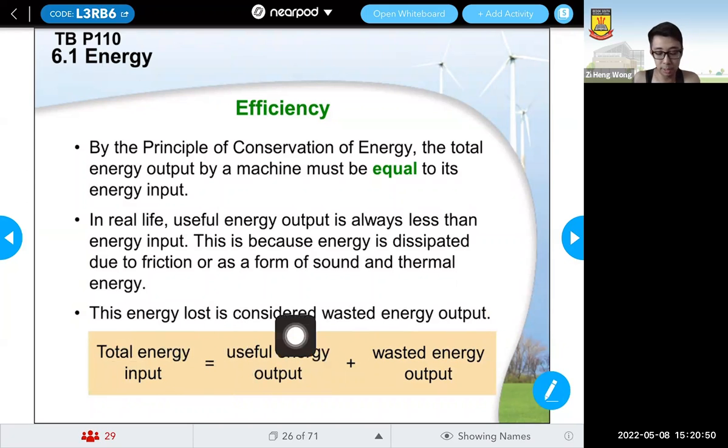So you can imagine in terms of the input, the total energy will be equal to the useful output plus wasted output. Okay, but this is the one that we want. This is the one that we try to minimize.